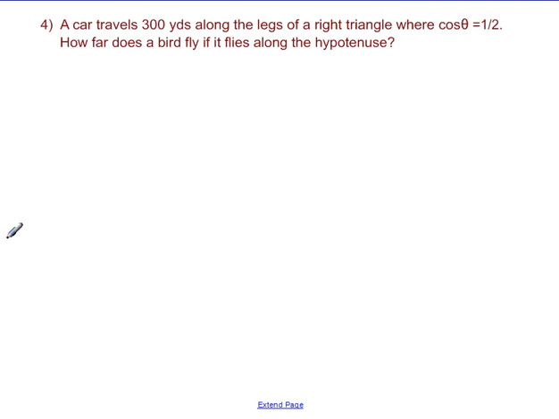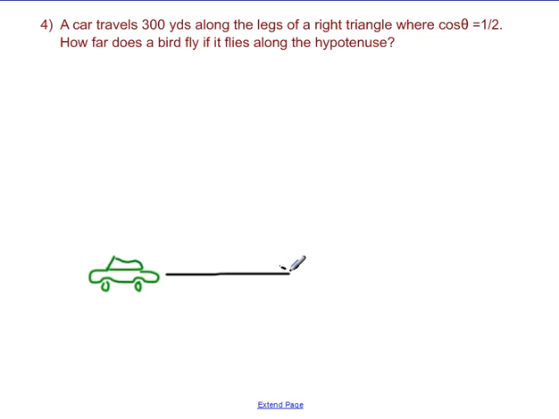Alright, last but not least, a word problem. I want to get you started on this one. I want you to take a look at it tonight a little bit and see what you come up with, and then compare it with what we do in class. So we have a car that travels 300 yards along the legs of a right triangle. So if we have a car, I know, classy drawing right here. Just wait for it. So there's our car. It travels along the legs of a triangle. So it's going to go out this way, making a right triangle.